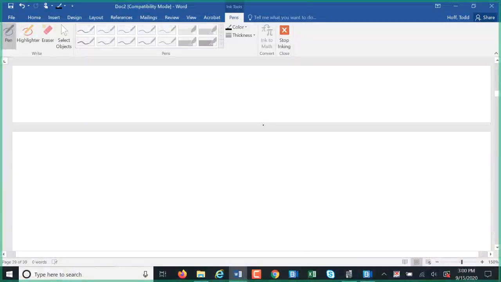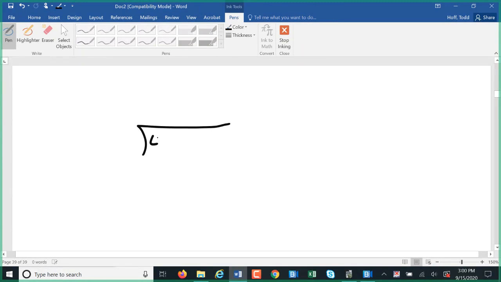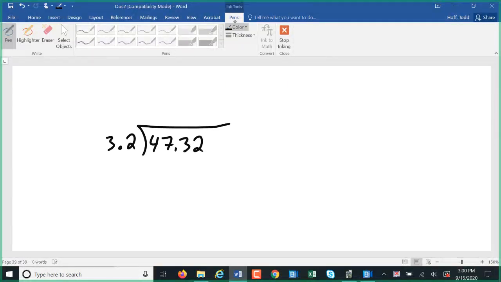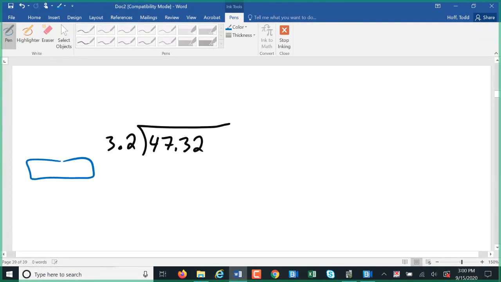Well, let's look at division. Dividing by decimals. Let's do 47.32 divided by 3.2. Now, we looked at that process back on the second day where we used the place values and we multiplied out over here and subtracted and whatever. We could actually use that same process here.